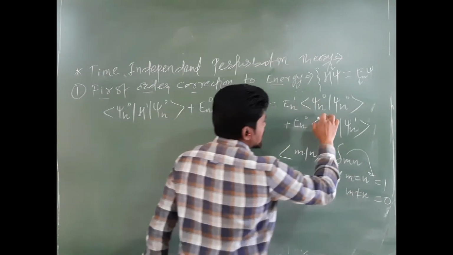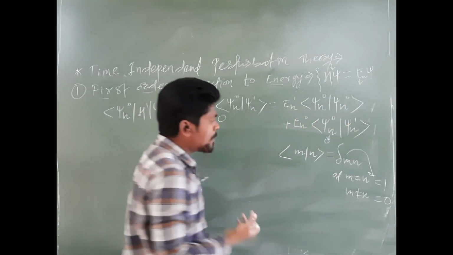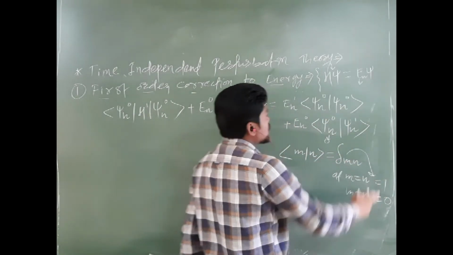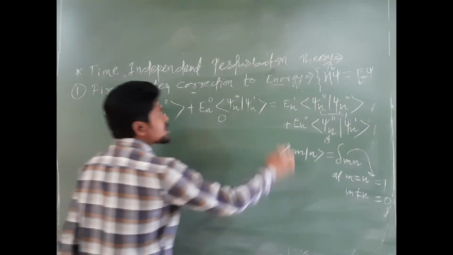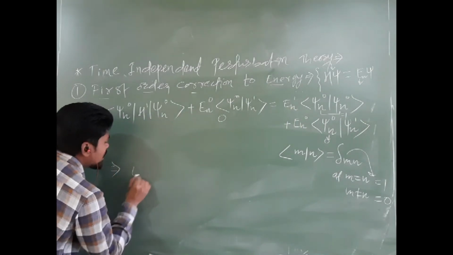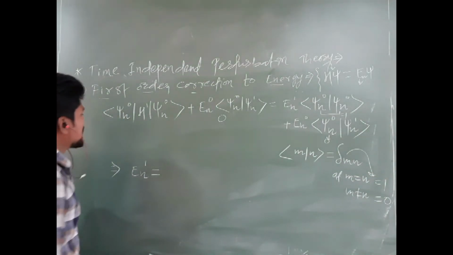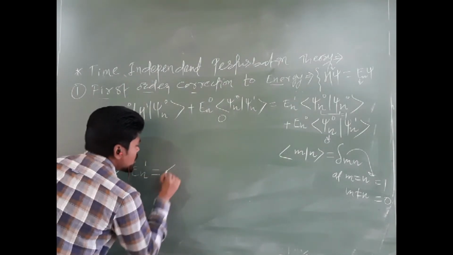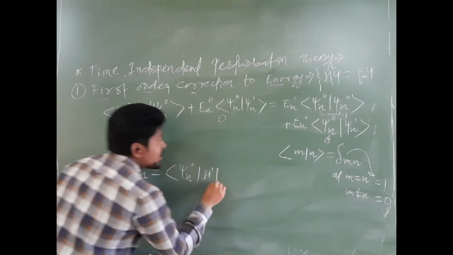In this term, we have psi n naught, psi n naught. In both cases, those two states are equal. It means at m equals n, this total term will be equal to 1. So we will only remain with this E n prime. So now we have got the equation: E n prime will be equal to, all other terms are not there, they are equal to 0, so we have remained with only this equation, that is the bracket notation of psi n naught H prime psi n naught.